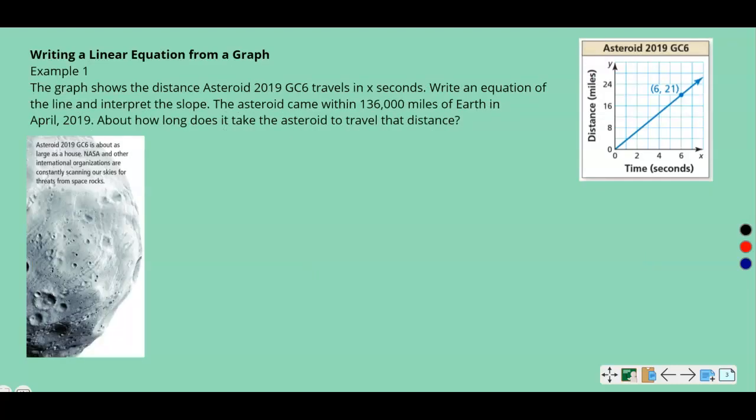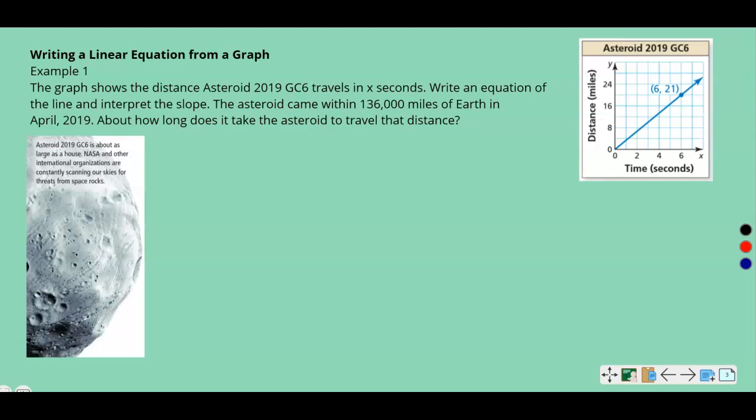Example 1, writing a linear equation from a graph. The graph shows the distance asteroid 2019 GC6 travels in x seconds. Write an equation of the line and interpret the slope. The asteroid came within 136,000 miles of Earth in April 2019. About how long does it take the asteroid to travel that distance?